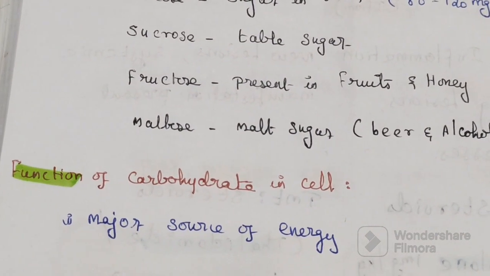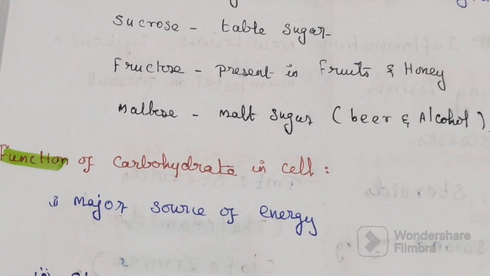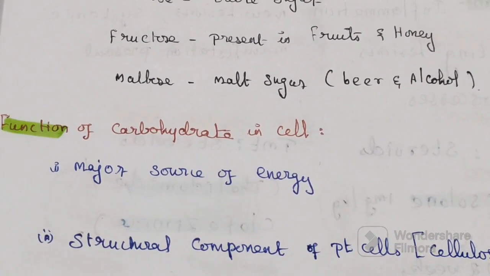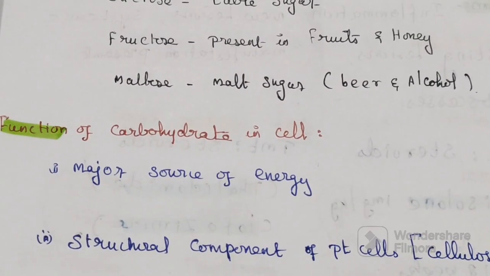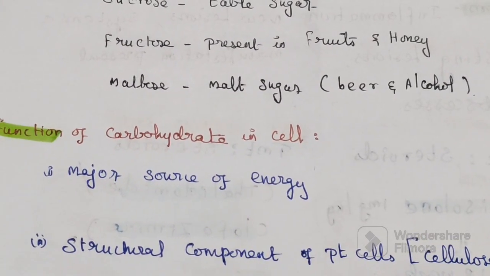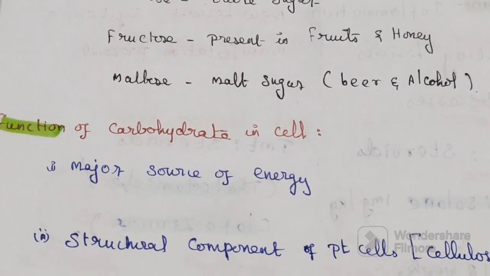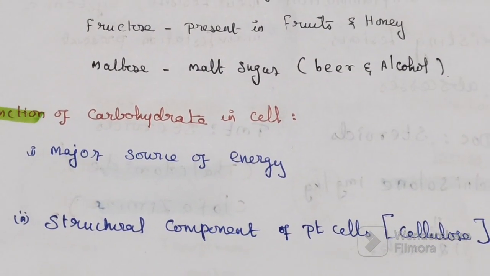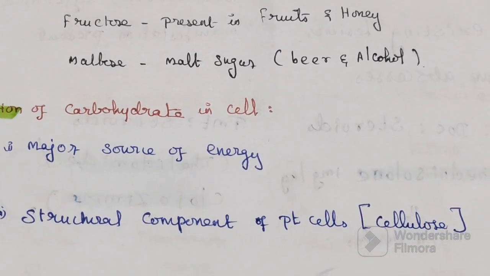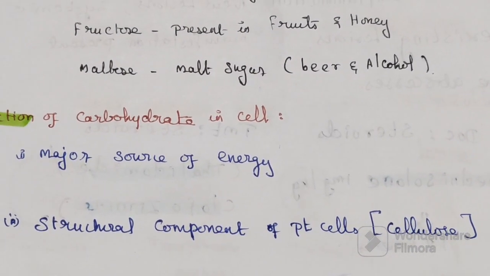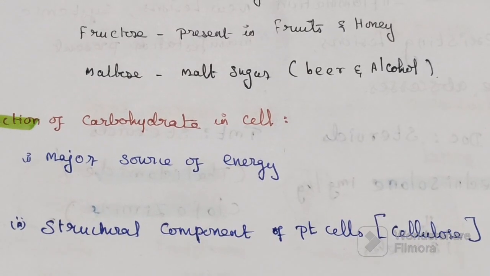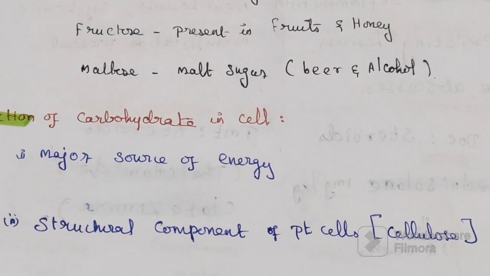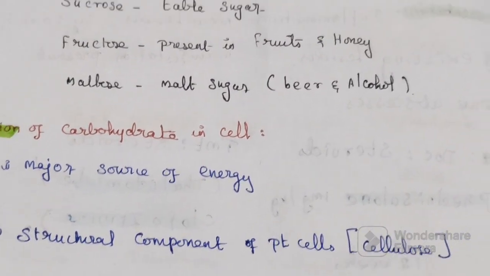Functions of carbohydrate in cells. What are the functions of carbohydrate in cells? It is the major source of energy for the cell. The first important one is major source of energy. The second one is a major structural component of plant cells. Example: cellulose. In the human body it is indigestible, but it provides structure to plants.